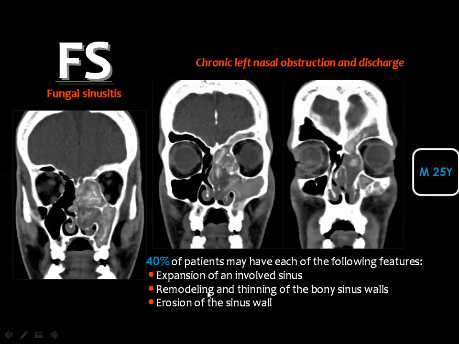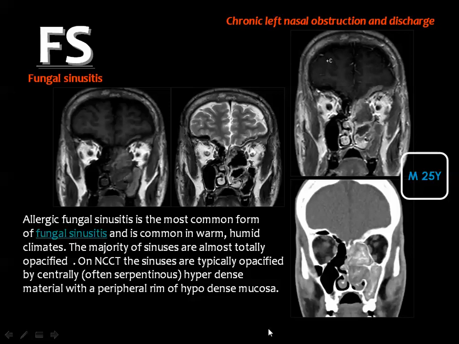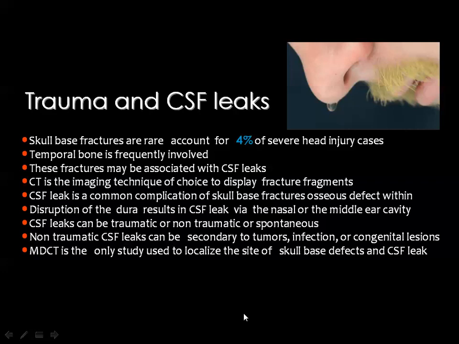Expansion of the involved sinus, remodeling or thinning of the bony sinus wall, erosion of the sinus wall can be seen. On MRI, you may see slight hyperintensity of the fungus on T1 weighted images, but on T2 weighted images, you see very dark appearance of the fungus simulating air. If you inject contrast material, you may get marginal peripheral contrast enhancement of the lesions. This is the classic appearance by CT.